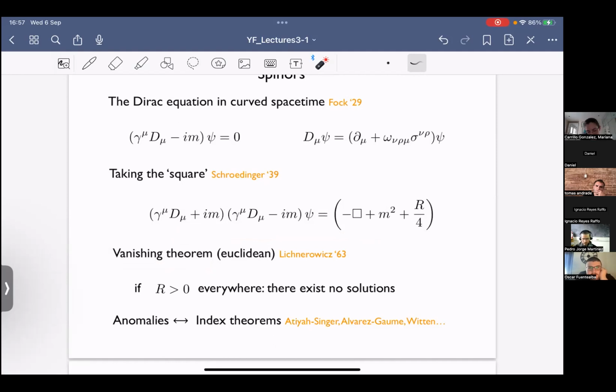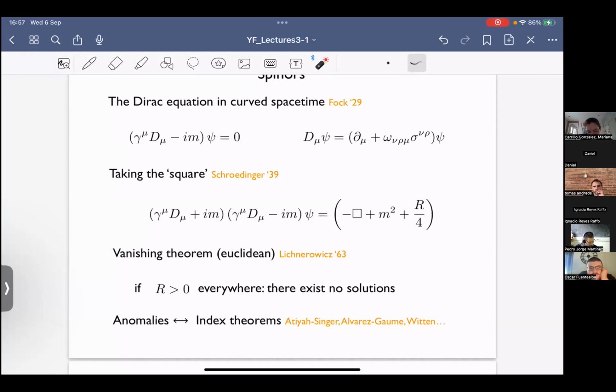And it's an incredibly strong result. It tells you, if you have a manifold such that the Ricci scalar is positive everywhere, then there exists no solution to the Dirac equation, period. The simplest example, of course, is S2, the round sphere in 2 dimensions. There are no solutions to the Dirac equation. The Dirac operator has no zero modes in the spectrum, period.